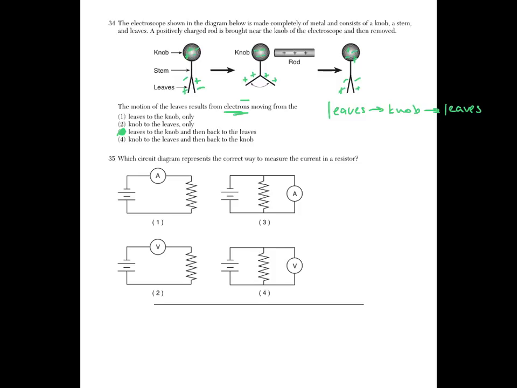Alright, number 35. We need to measure the current in a resistor. So for current, we have to use an ammeter, represented with A in a circle, so 2 and 4 are not correct. And to measure current, we got to put this in series. Voltmeters go in parallel. So the only one that fits is choice 1. It's the only one with an ammeter connected in series to the resistor in order to measure the current going through it. And that's the end of part A.